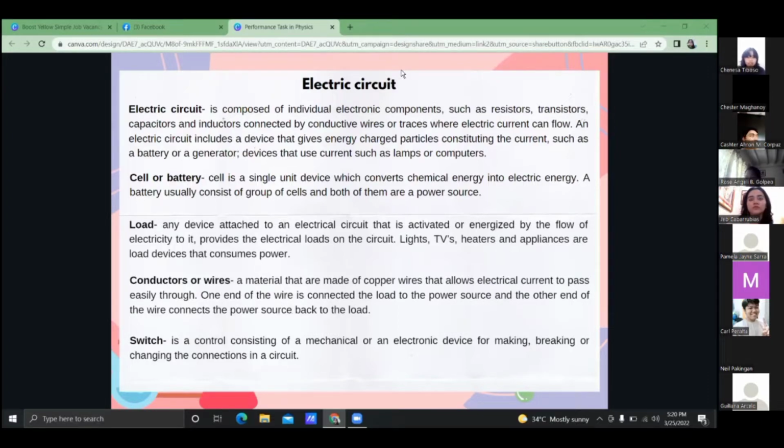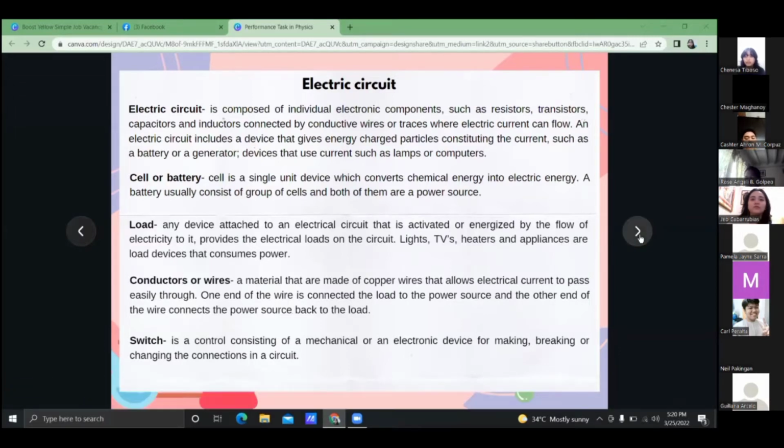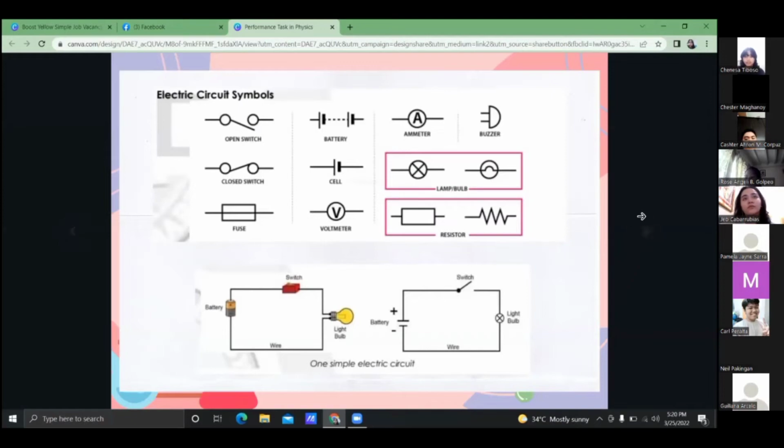And a switch is a control consisting of a mechanical or an electronic device for making, breaking, or changing the connections in a circuit. For the switch, it simply means that a switch is the human's control over the flow of electric current inside its components, either to stop or redirect its flow. Next is the electric circuit symbols.